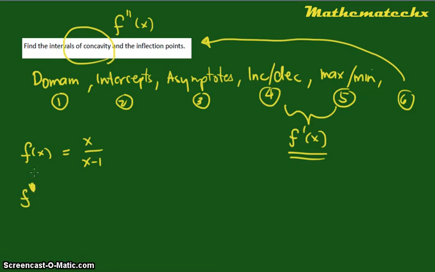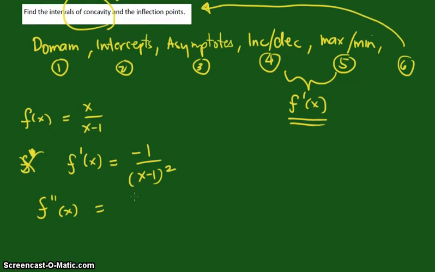So first derivative, so we found the first derivative to be negative 1 over x minus 1 squared. So we have to find the second derivative through the use of the first derivative. Now, one faster way of getting the derivative of this, aside from the quotient rule, is by writing this as negative x minus 1 to the negative 2 and use the chain rule.